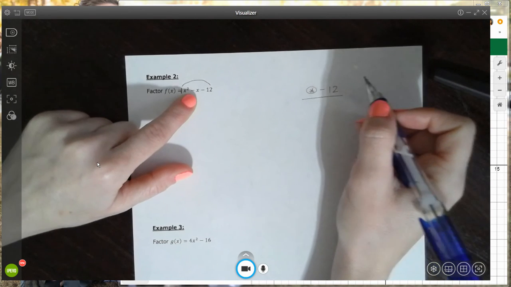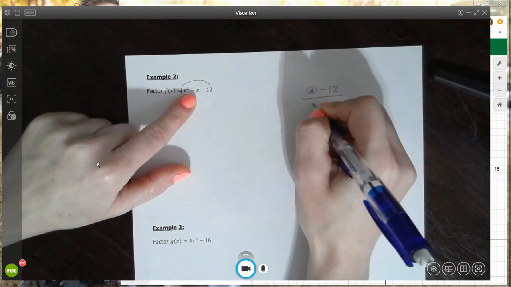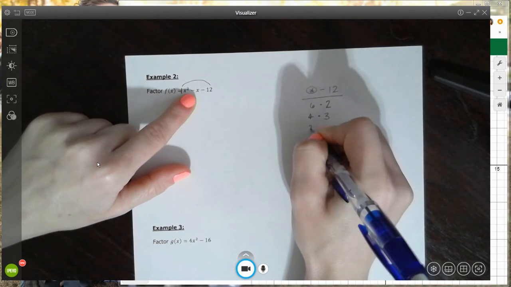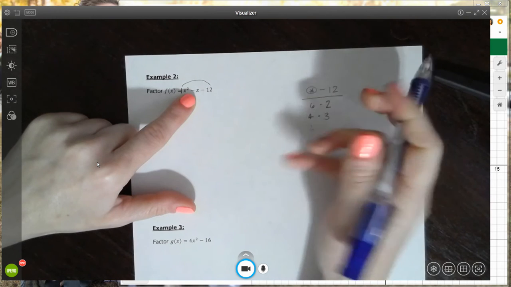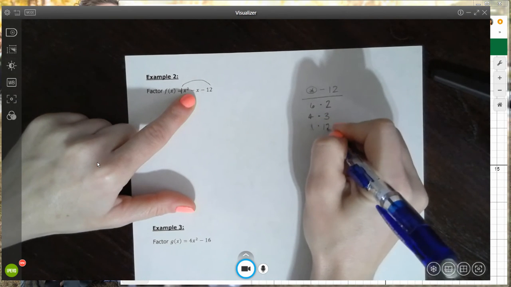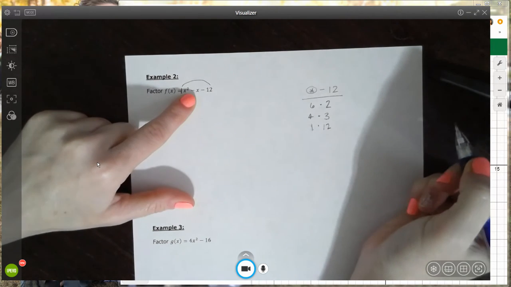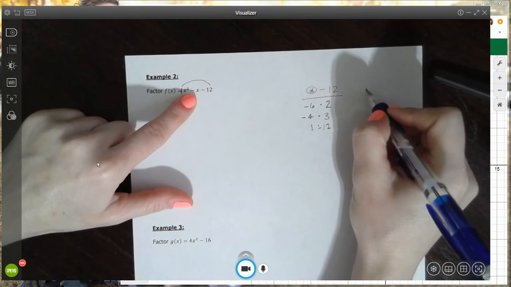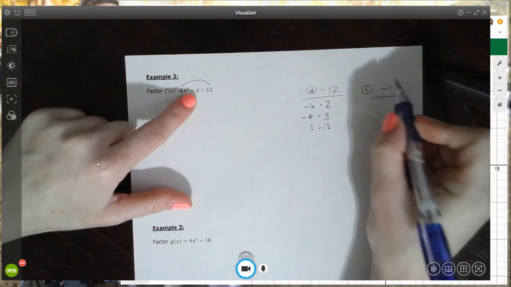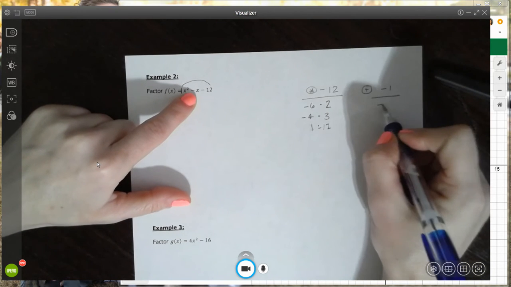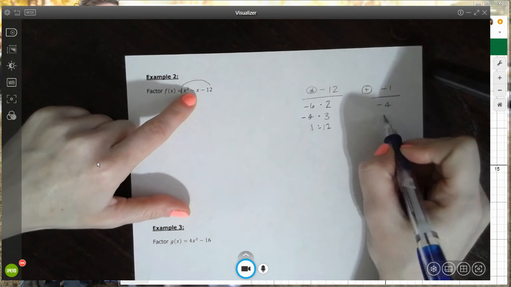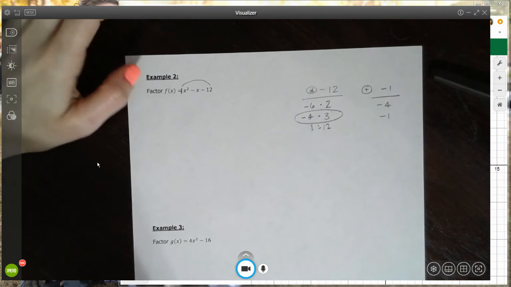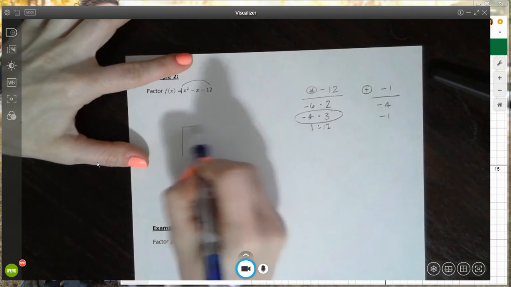Since I'm adding to make a negative value, as I'm listing my factors of 12, the larger number has to be negative. So it would be negative 6, negative 4, and negative 12. Then when I add to make negative 1, negative 6 plus 2 makes negative 4. Negative 4 plus 3 makes negative 1. So there's my 2 other pieces for the box.